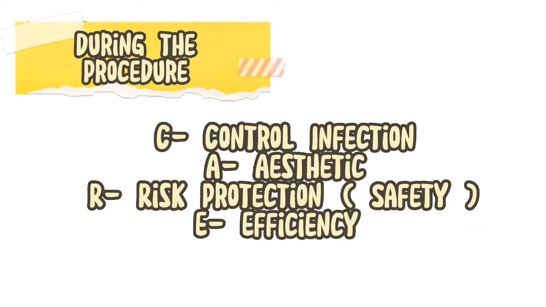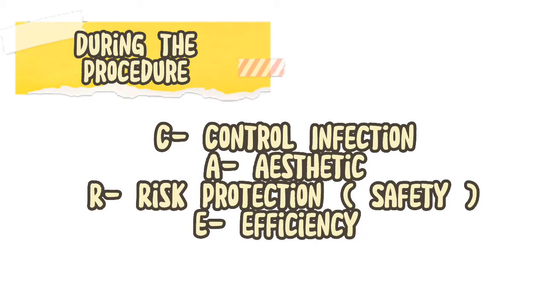R. Risk protection or safety. Explain rationale of procedure to the client. Provide client safety. Keep side rail up on far side of bed. Continue to observe the client while performing the procedural steps. Remove obstacles from the area so clients do not trip. Make sure there are no spills or liquid on floor on which clients could slip.